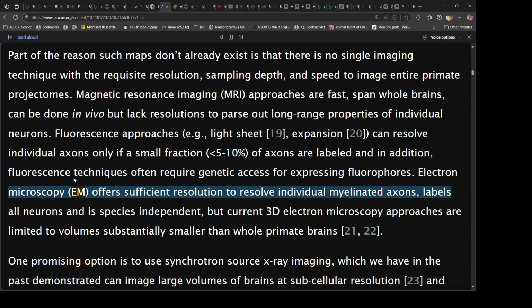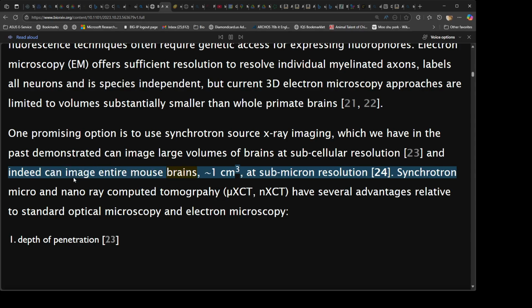Electron microscopy, EM, offers sufficient resolution to resolve individual myelinated axons, labels all neurons, and is species independent. But current 3D electron microscopy approaches are limited to volumes substantially smaller than whole primate brains (21, 22). One promising option is to use synchrotron source X-ray imaging, which we have in the past demonstrated can image large volumes of brains at subcellular resolution (23), and indeed can image entire mouse brains, ~1 cm³ at submicron resolution (24).